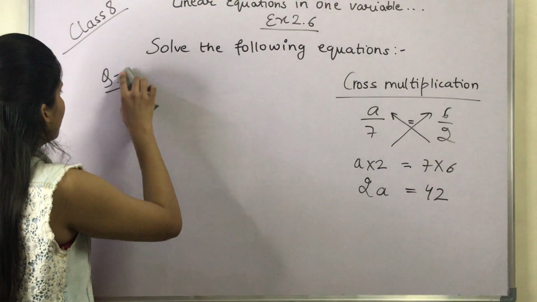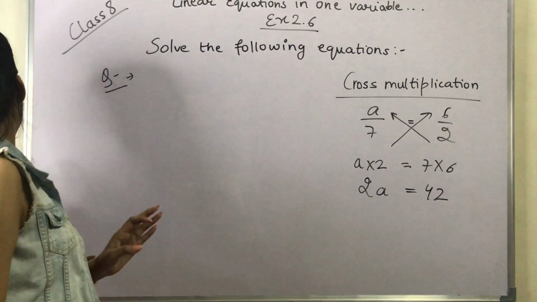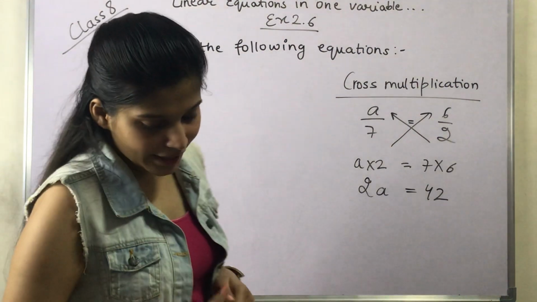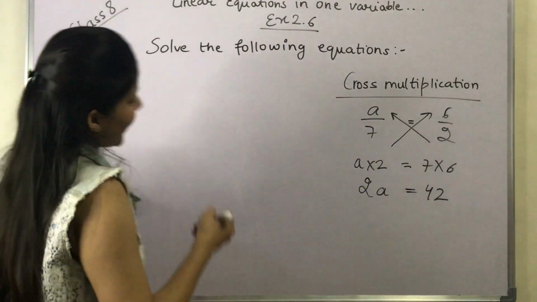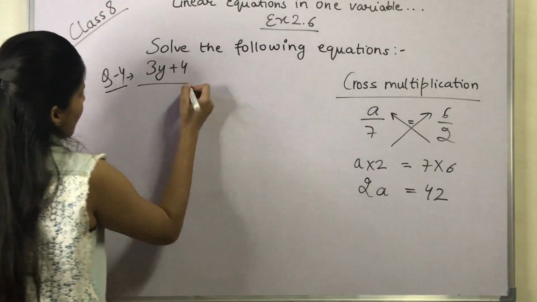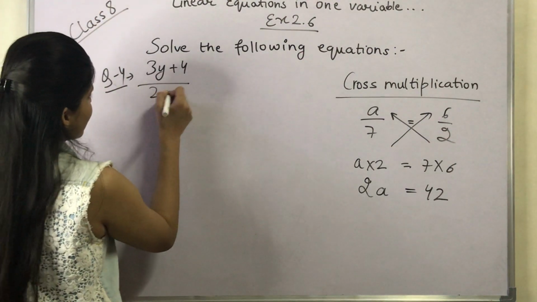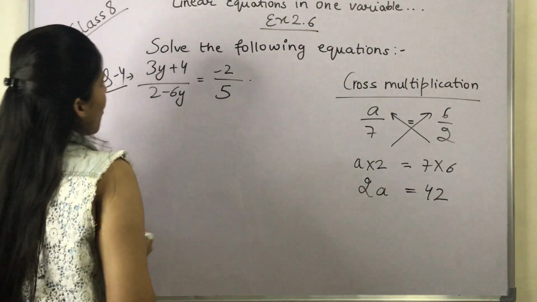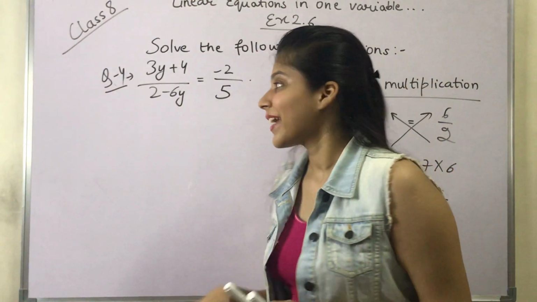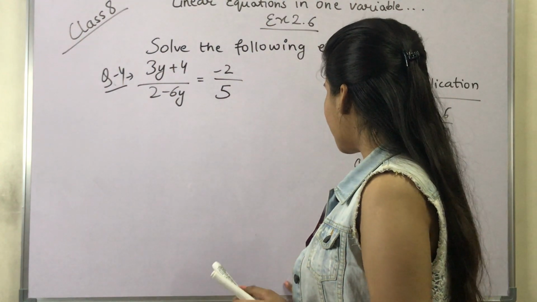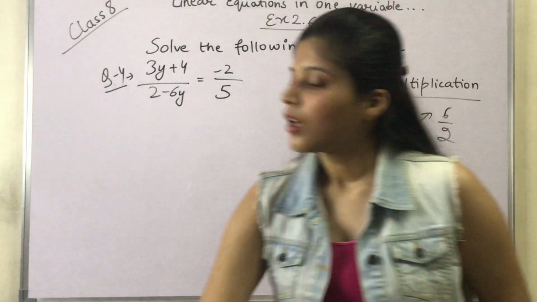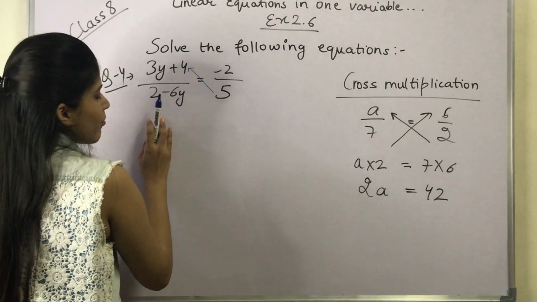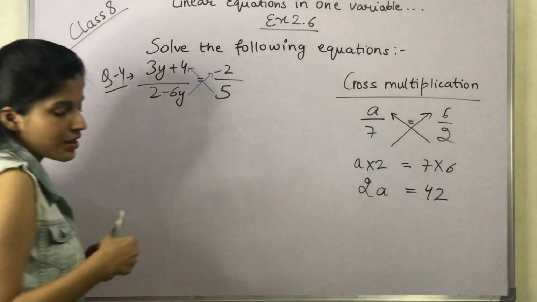Question number 4 says, now again solve the following equation. 3y plus 4 upon 2 minus 6y equals minus 2 upon 5. Okay, so this is the equation now. Again, cross multiplication is the only method to solve this equation. So we will multiply 3y plus 4 by 5 and 2 minus 6y will be multiplied by minus 2.